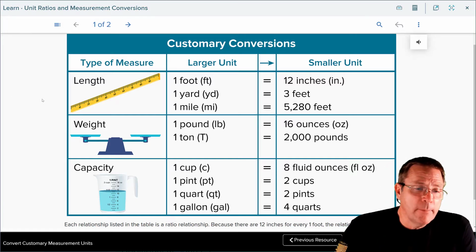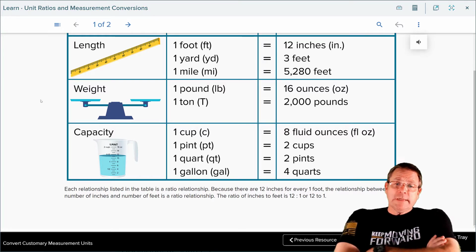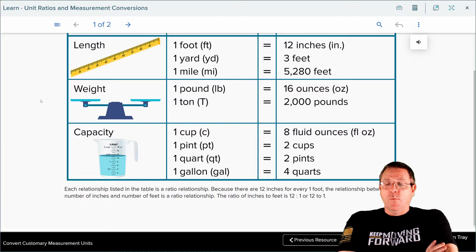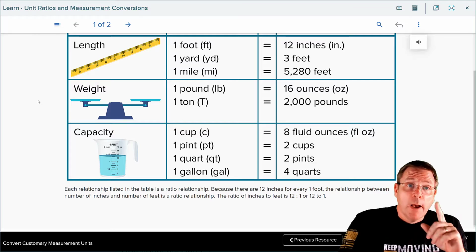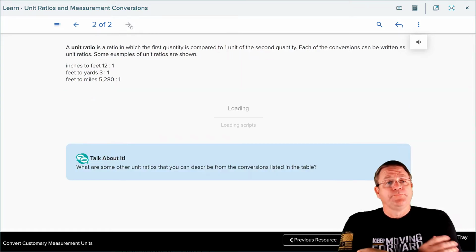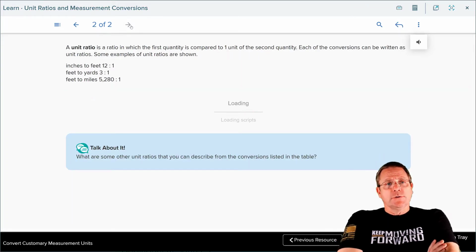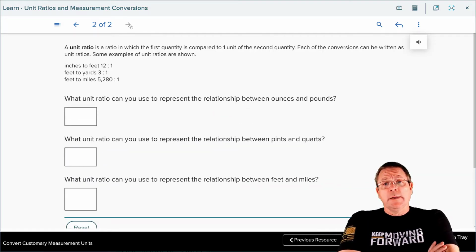Now it says at the bottom, each relationship listed in the table is a ratio relationship. For example, there are 12 inches to every 1 foot. The relationship between the number of inches to the number of feet is a ratio relationship. The ratio of inches to feet is 12 to 1 with a colon, or 12 to 1 with the word to, but my favorite way to do it, they didn't show here, is 12 to 1 written as a fraction. A unit ratio, that vocab term we looked at earlier, is a ratio in which the first quantity is compared to 1 unit of the second quantity.